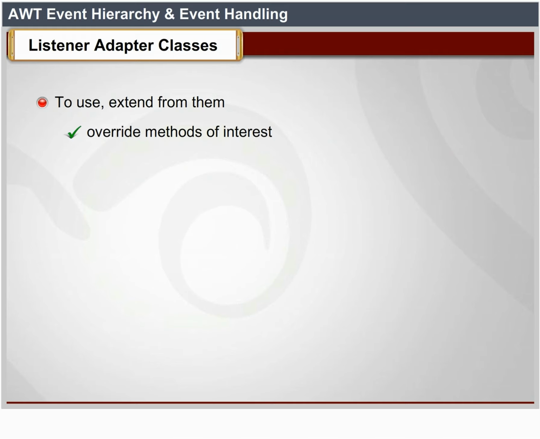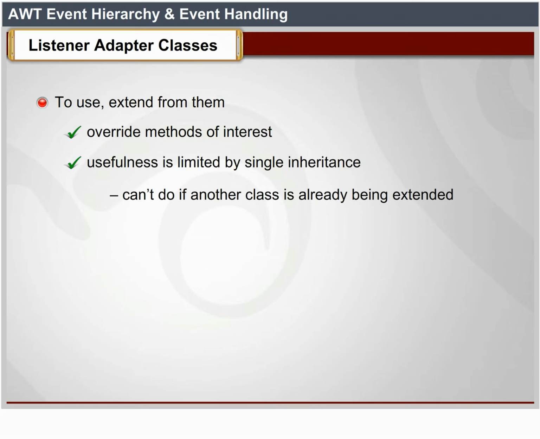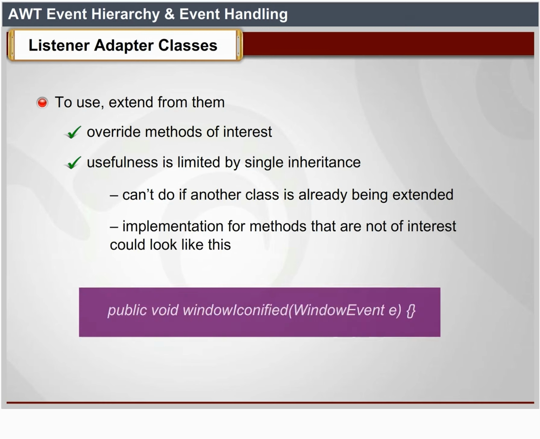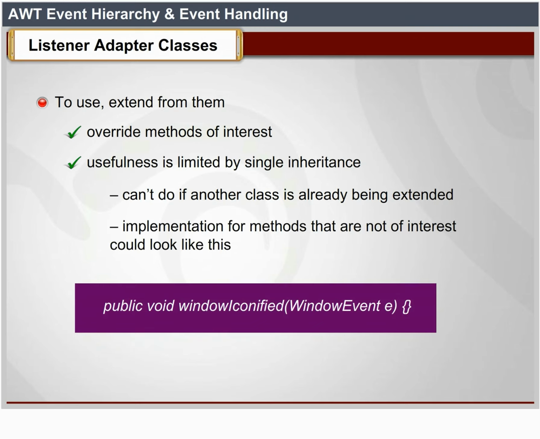Override methods of interest. Usefulness is limited by single inheritance; you can't do this if another class is already being extended. The implementation for methods that are not of interest could look like this: public void windowIconified(WindowEvent e).